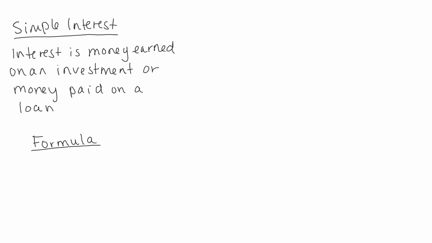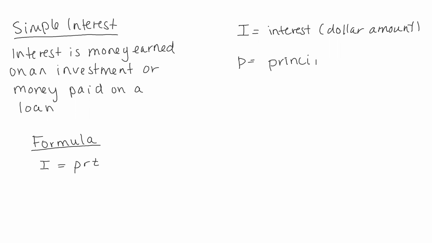If you take another math class in the future, you'll very likely see several interest formulas, or several simple interest or even compound interest formulas, but for now we're just going to use one, and the formula is I equals PRT. I is the interest, and it's going to be a dollar amount. P is the principal. This is the initial value borrowed or invested.